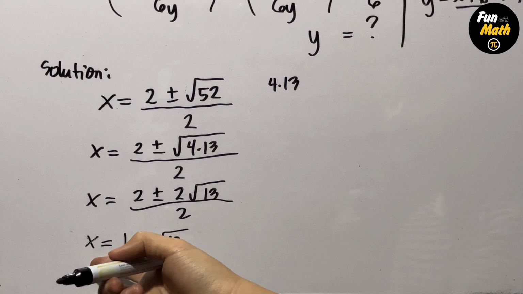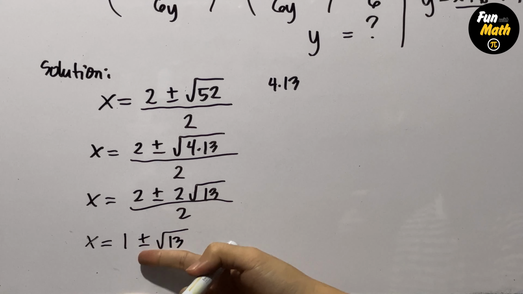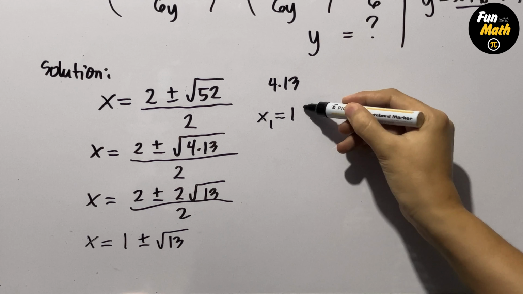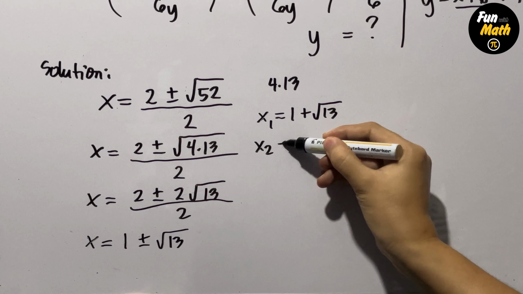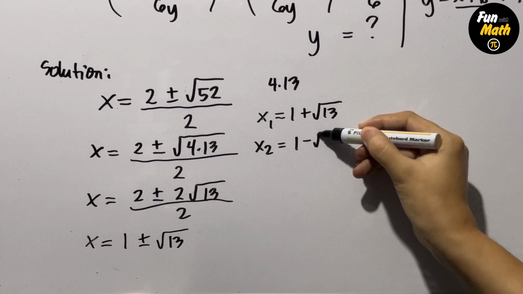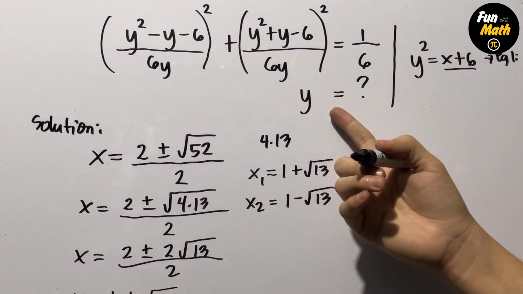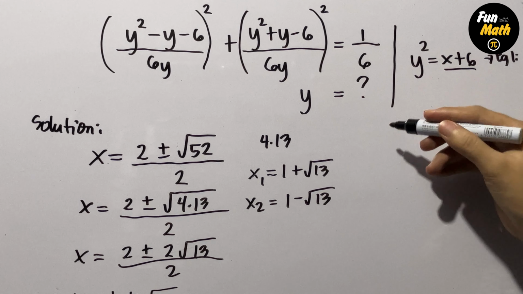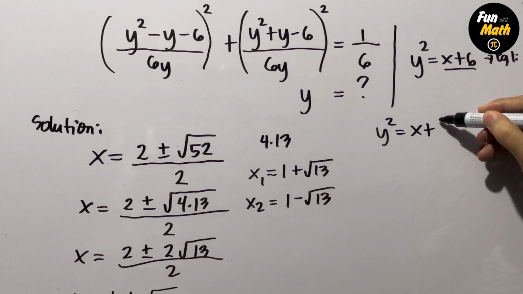For this, we can have 2 values of x since it is positive negative. So first is x sub 1 is equal to 1 plus square root of 13. X sub 2 is equal to 1 minus square root of 13. Now, in our given problem, we need to find the value of y. So for this, we are going to use the equation 1, that is y squared is equal to x plus 6.